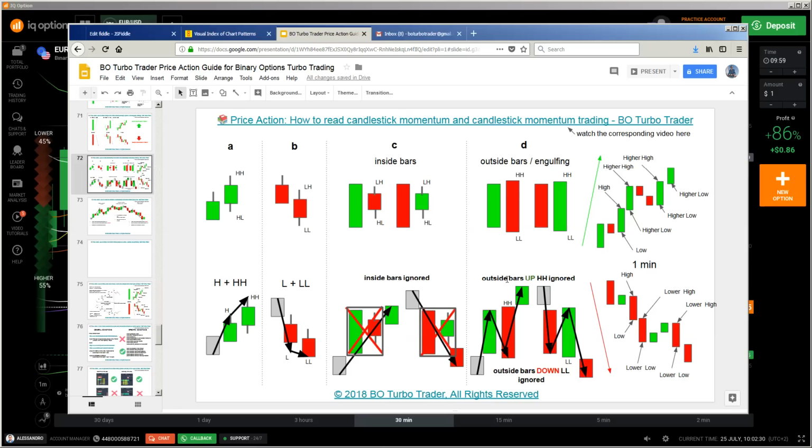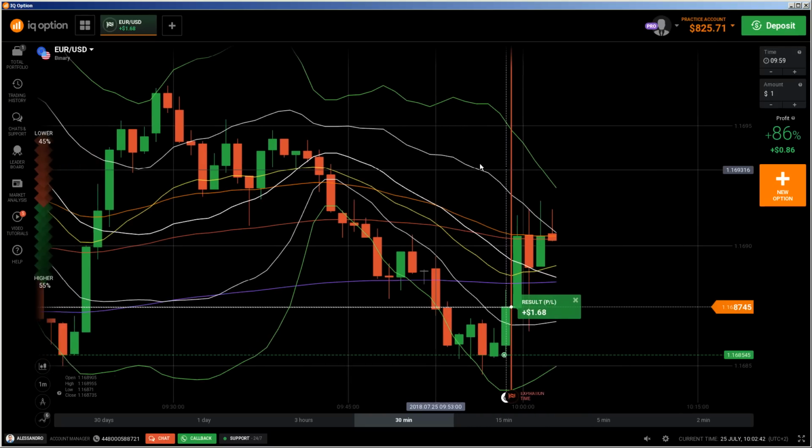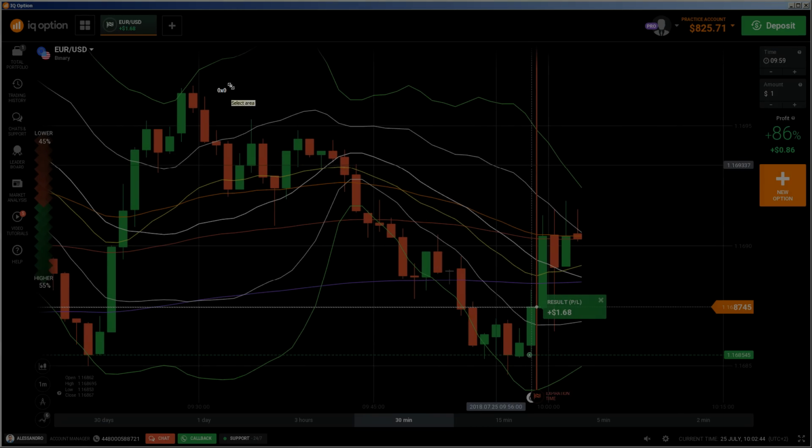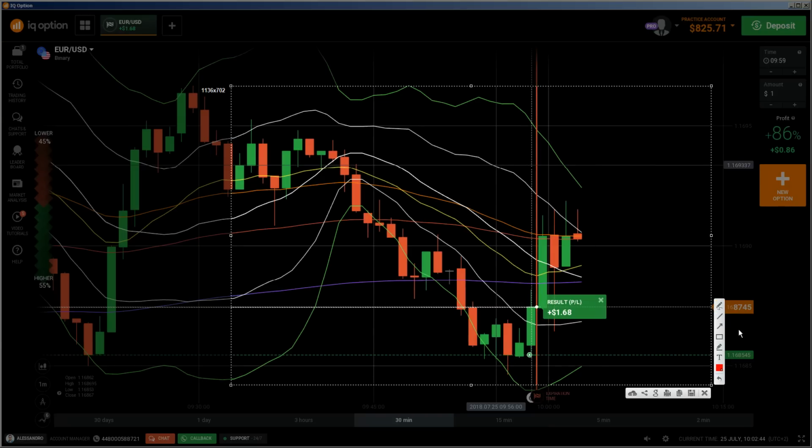If you have an outside bar in an uptrend, you ignore the higher high. That means you connect the lower low. Okay, that is what it's about. So we will do this now fast on this chart here. Let me do this so you understand what the swings are. I will do this easily.